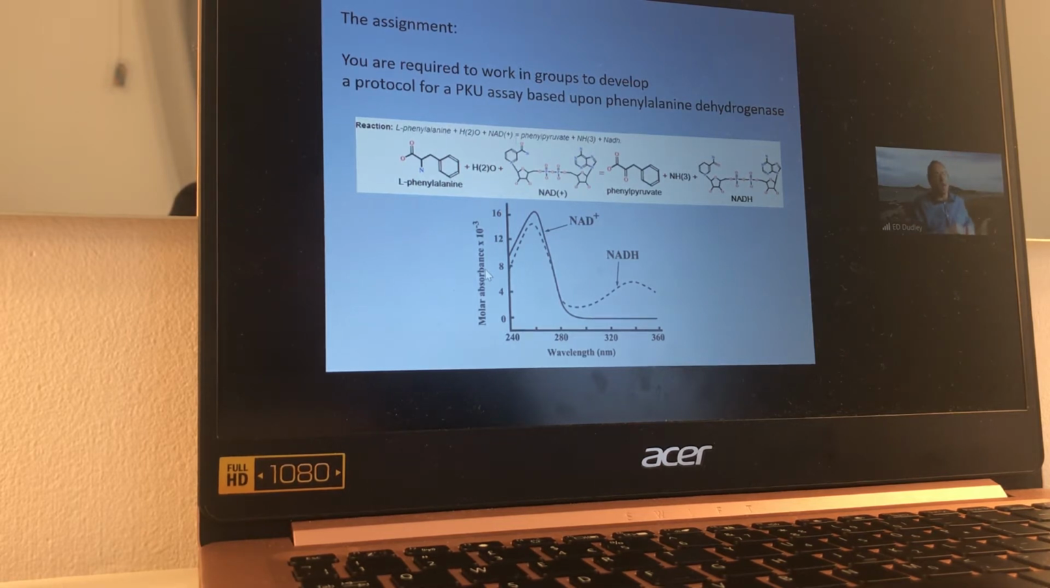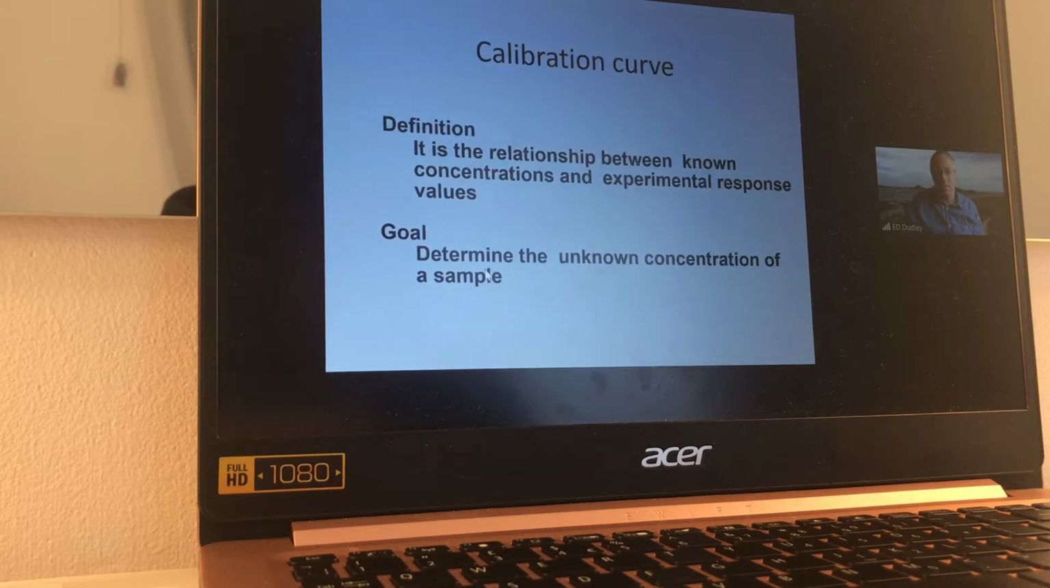And so by letting the reaction go to completion, using up all the phenylalanine in the sample to make phenylpyruvate, you can measure the amount of NADH, which is equivalent to the amount of phenylalanine in the sample. Okay. So, in doing this, we're going to do a number of things. And some of these things we've covered before, some of the things will be vaguely new.